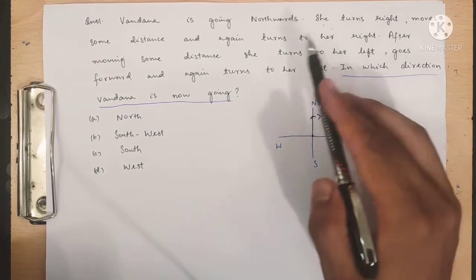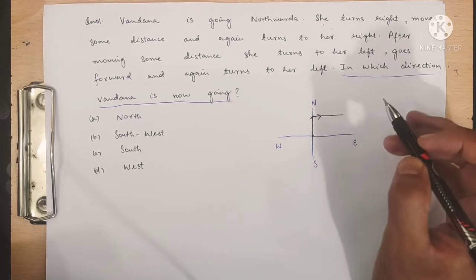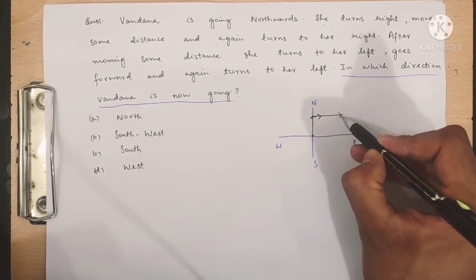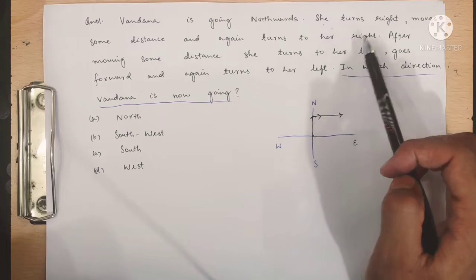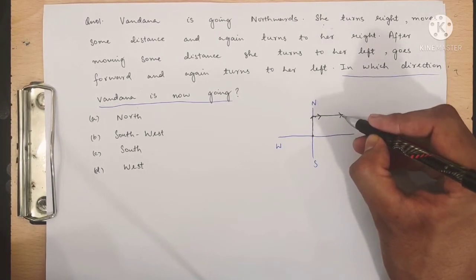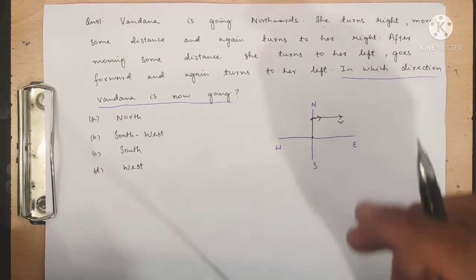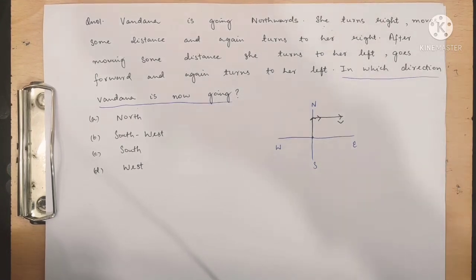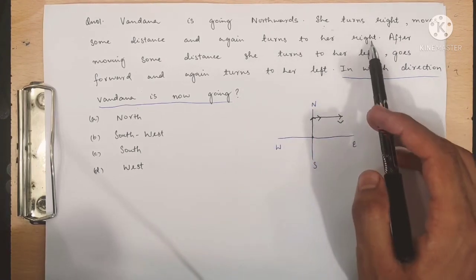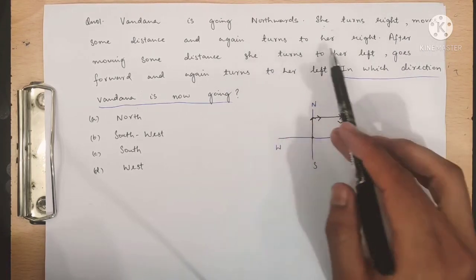Good. Moves some distance and again turns to her right. So she moves some distance. It's not given how much, so we will just write she moves some distance. Suppose she moved up to here. Her face is still facing towards this direction, and again turns to her right. She makes another right turn. Now she is facing towards this direction. Now she makes a right turn, so that means she will be facing towards this direction, like this. So when she is facing towards this direction, then what he says, after moving some distance, again turns right. Moves some distance and again turns to her right.